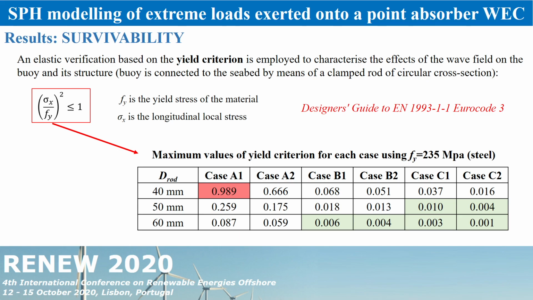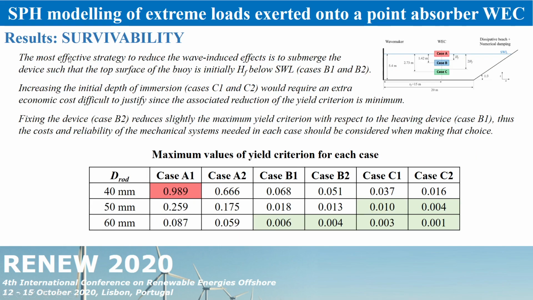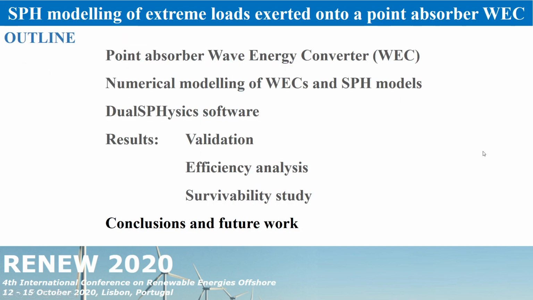To avoid this, three strategies are studied: fixing the device, submerging the buoy, and increasing the rod diameter of the structure. The main conclusion is that the most effective strategy to reduce the wave-induced effects is to submerge the device. Submerging the device even more is not really improving the results and will be associated with higher costs. Fixing the device, which is the case V2, reduces slightly the maximum yield criterion with respect to the heaving device. Thus, the cost and reliability of the mechanical system needed in each case should be considered when making that choice. Now let's move on to conclusions and future work.